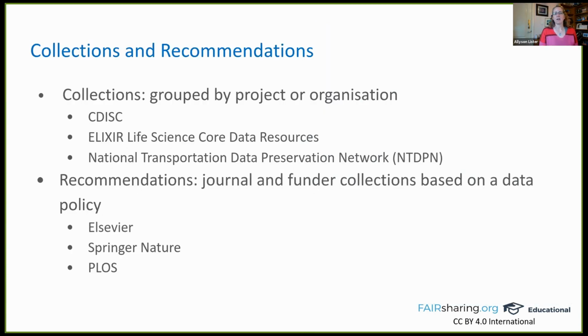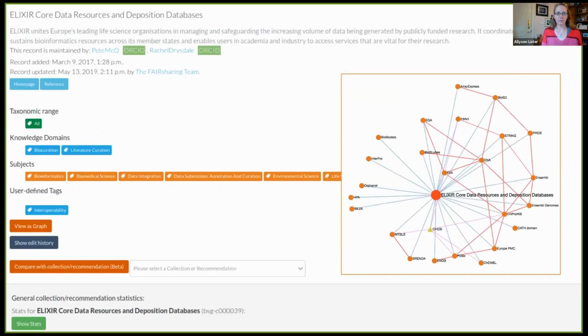We group our FAIRsharing records into collections. And those collections then get magically called recommendations and given a banner if they're linked with a data policy record. So if, for example, you wanted to look up and see what a recommendation looks like in the wild, these are some of the examples. I will show you a screenshot, however.